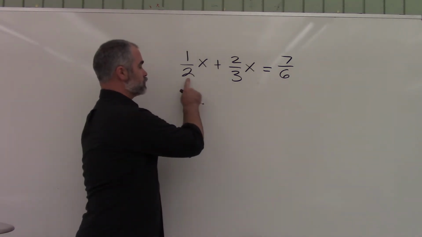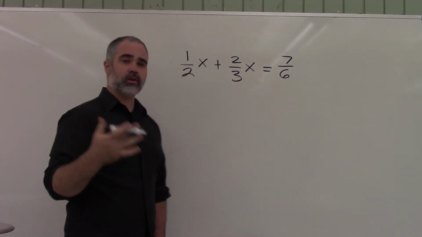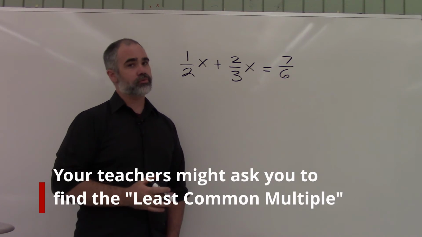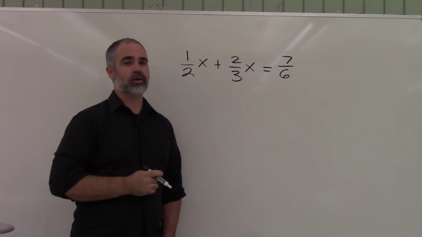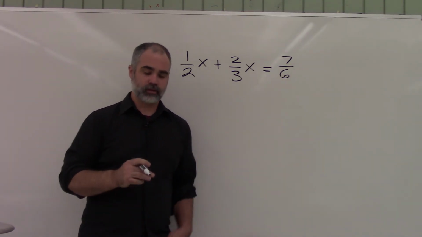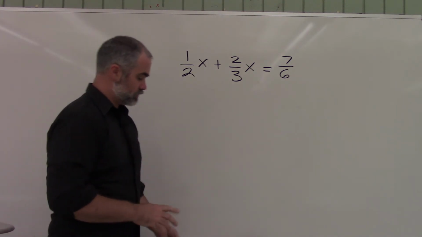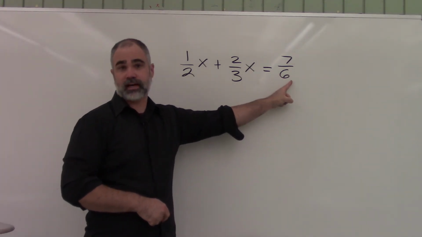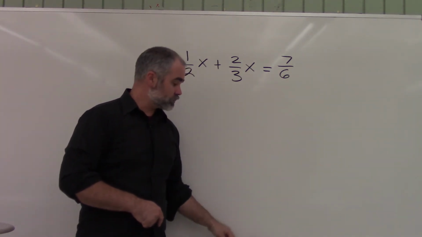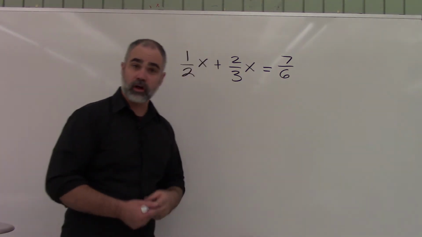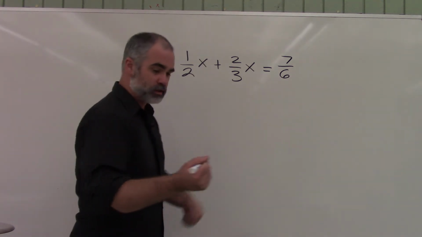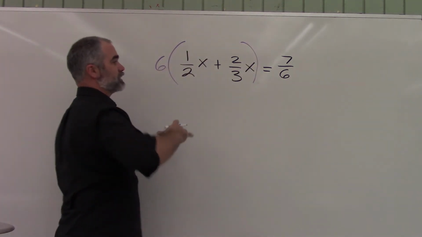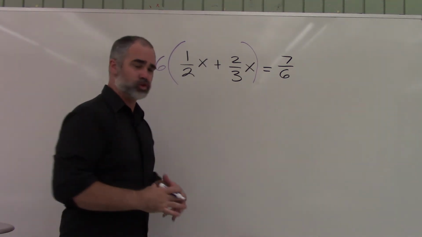I see here 2, 3, and 6, and I want to say, okay, what is a number that will divide evenly into all 3 of those numbers? And your number is 6. 2 is a factor of 6, 3 is a factor of 6, and 6 is a factor of itself. So let's see what happens here. Remember, we follow the golden rule, but let's multiply both sides by 6, because again, we're doing the opposite of division.